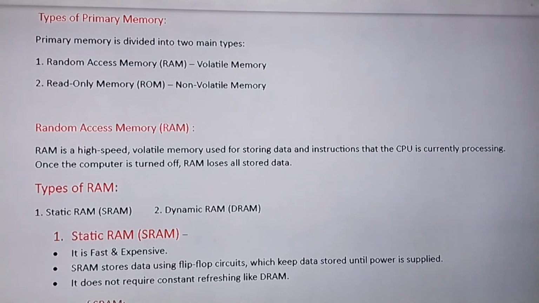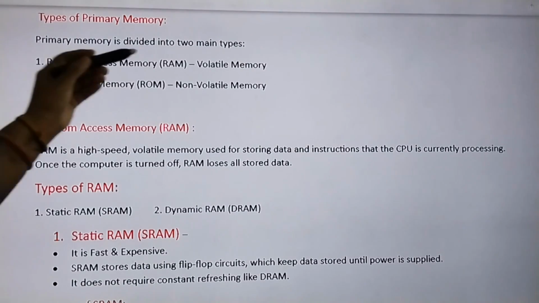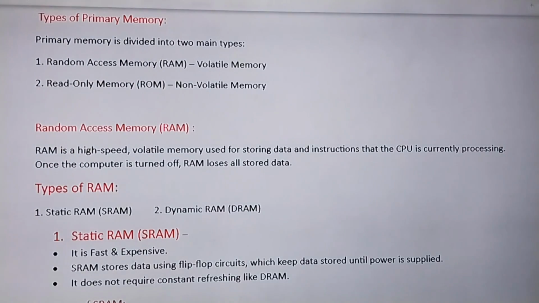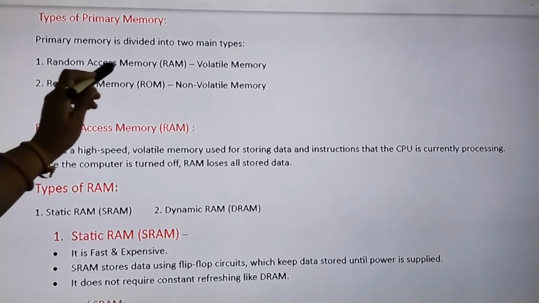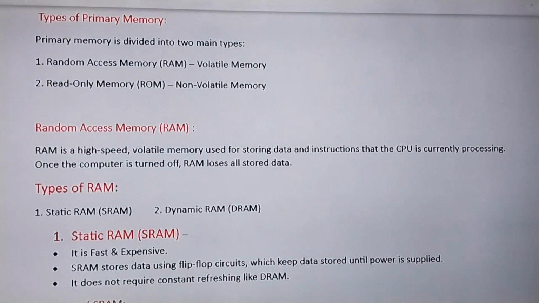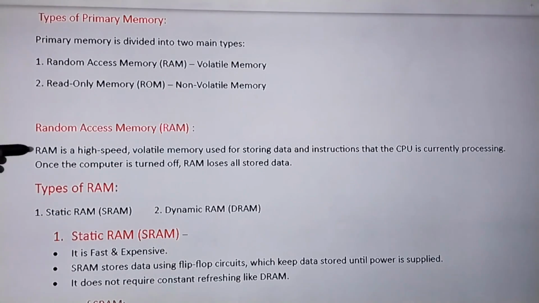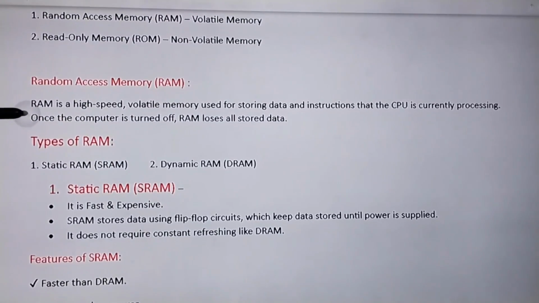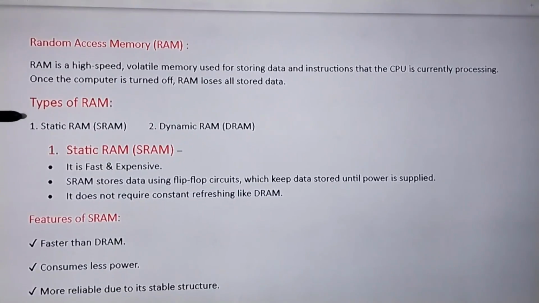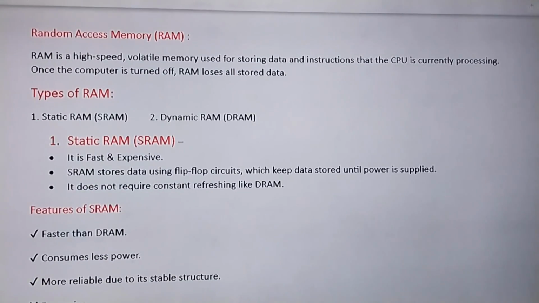There are two types of primary memory. One of them is random access memory and another is read-only memory. The first memory is RAM, which is volatile memory. It loses its data when power is off, and it is a high-speed memory used for storing the data and instructions that the CPU is currently processing. So RAM is used when the current process is going on.